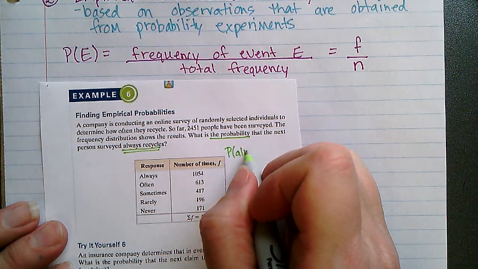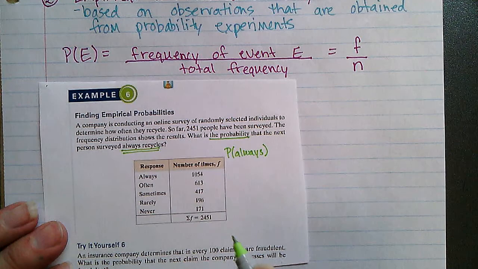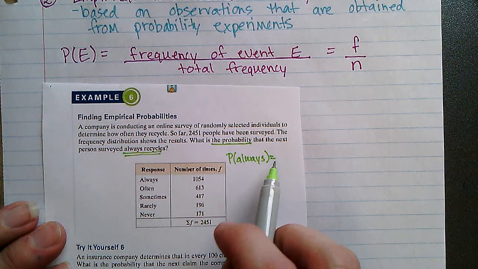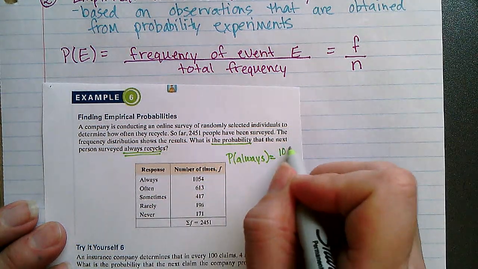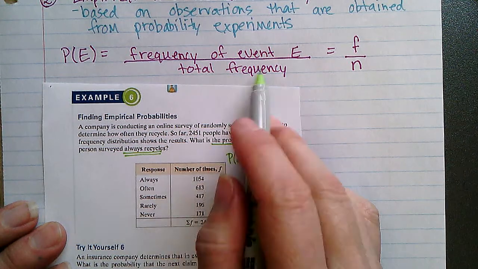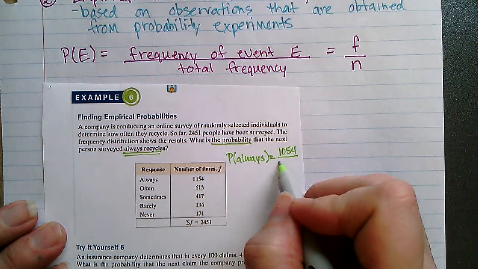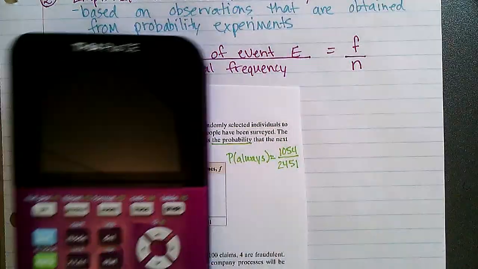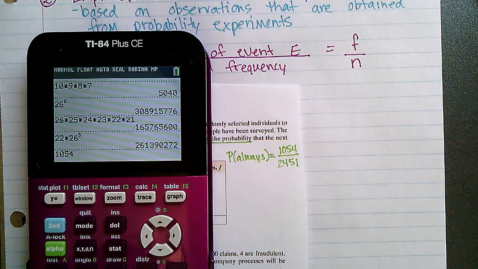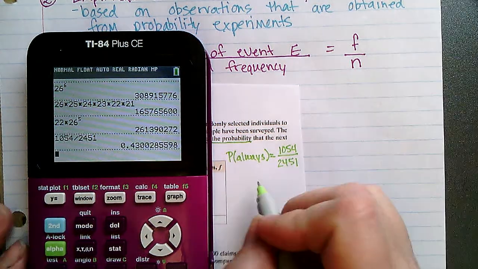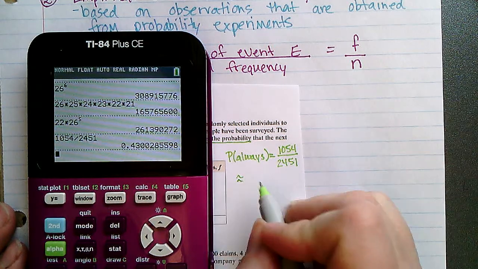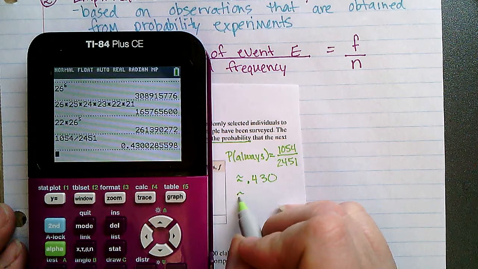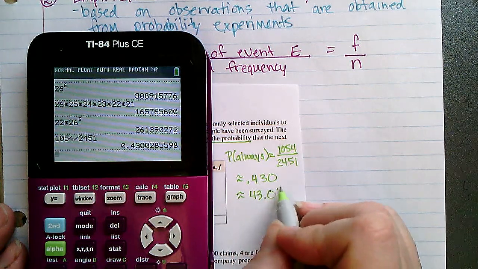So the probability of always recycling, that's our event, would be the frequency of that event. So the frequency of always recycling, which is 1,054, divided by the total frequency, which is down here at 2,451. When I divide those, I get that the probability is about 0.430, which would be 43.0%.